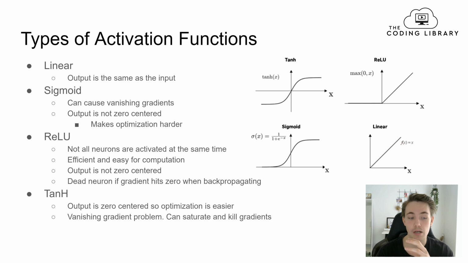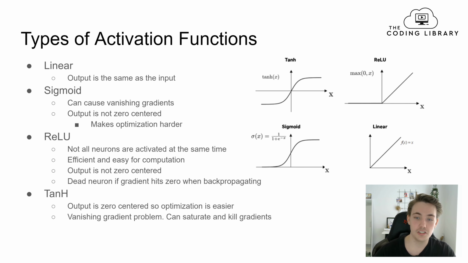One of the disadvantages is that the output is still not zero-centered, and there are dead neurons: if the gradient hits 0 when backpropagating, then it will cause a dead neuron. But there are some things that we can do to try to optimize that with other activation functions if we have dead neurons in a neural network.